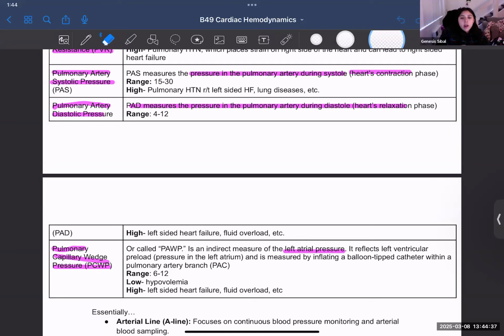Again, there's a range for that. She never asked us about that, but that's just another thing to keep in mind. And when you're talking about pulmonary artery diastolic pressure, it's the same exact thing, but now we're talking about diastole, which is the heart's relaxation phase. So those are the differences there. It's not too confusing.